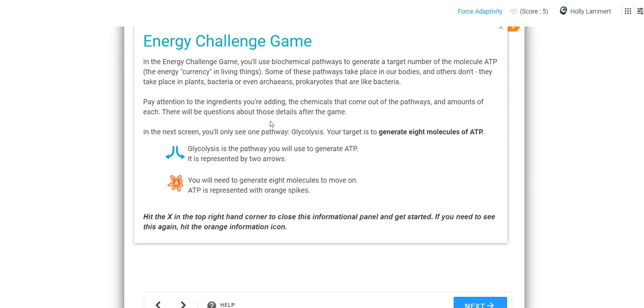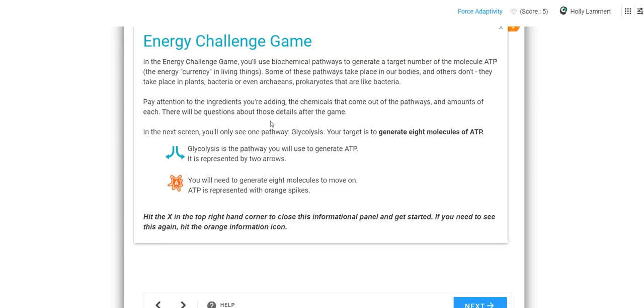All right, so here's where it gets fun, the energy challenge game. In this game, we'll use the biochemical pathways, those series of chemical reactions, to generate a target number of ATP molecules, which are called the energy currency, or money, in living things. Some of these pathways take place in our bodies, and others take place in plants, bacteria, and even archaeans. Remember those extremophiles that live in Yellowstone and the Antarctic? Prokaryotes that are like bacteria.